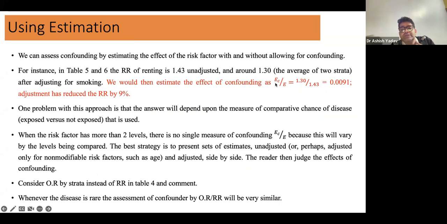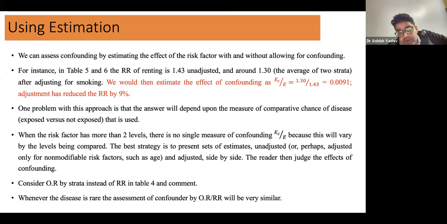This which we have done: EC when the confounder was present, average value 1.3, and when confounding is not present, 1.43. So 1.30 divided by 1.43, we are getting 0.9. Here we are getting it as 0.909. Okay, calculation mistake is there. So how much does the confounding have an effect? 9%.